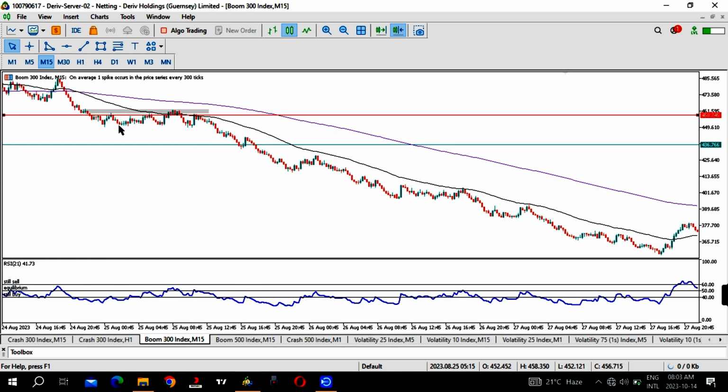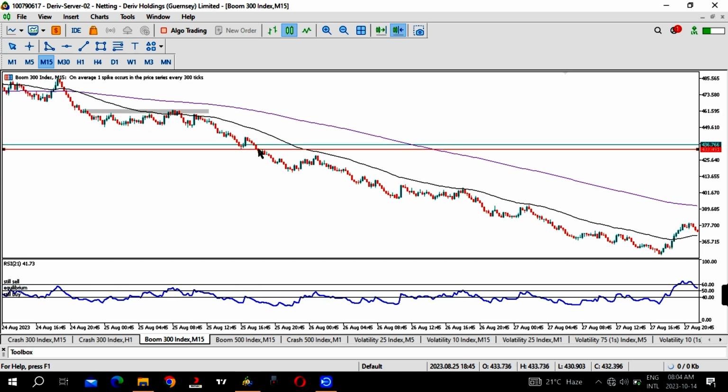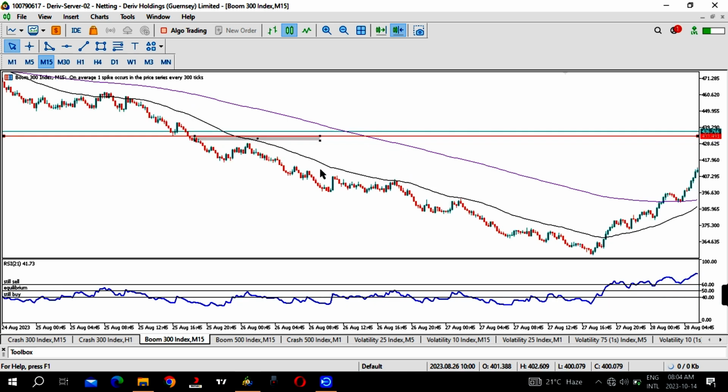So over here, we got our first entry. Then let's see if we get an entry over here. This time we didn't get an entry, unless maybe we were using order blocks. So yeah, we didn't even get an entry using order blocks.